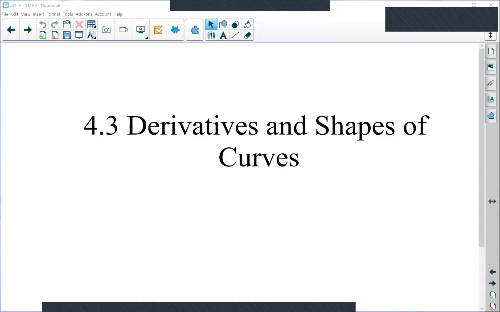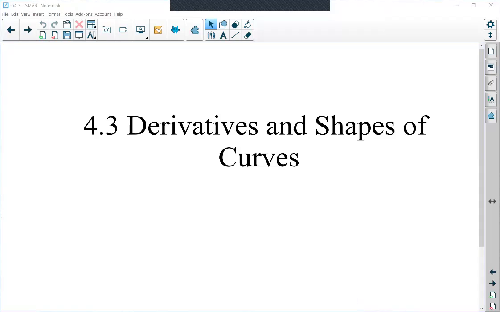All right. So derivatives in the shape of curves or the shape of graphs. So just some good stuff about what a derivative and a second derivative will tell us about a graph.